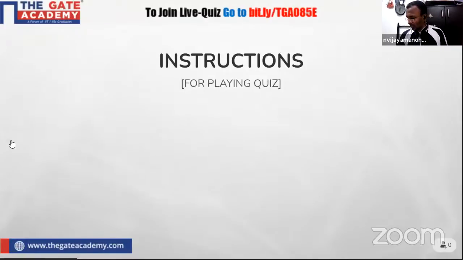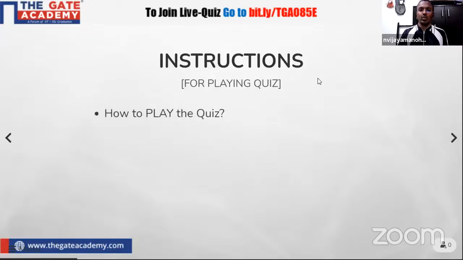Let's look at the instructions for playing the quiz before we actually play it. All the quiz questions are going to be multiple choice questions or NAT type of questions. The link given here shows this. Kindly I request all of you to log into this link, bit.ly/tga085e. This is the link for playing the quiz.